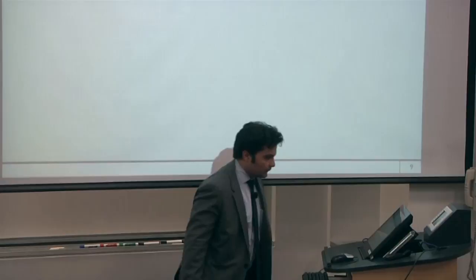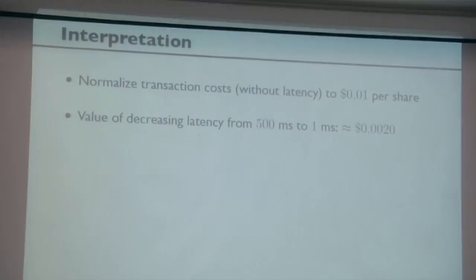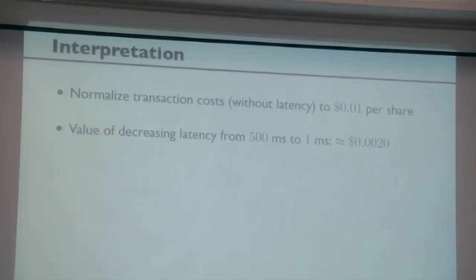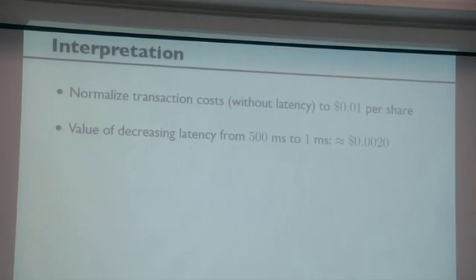let's try and interpret that. So let's imagine we took the stock and we normalized it so that the bid-offer was a penny. Most stocks in the US have a bid-offer of a penny. What the plot I showed you is suggesting is that the value of decreasing latency from the human time scale to the machine time scale is about 20% of a penny, or 20 mils. That seems like a very small number.